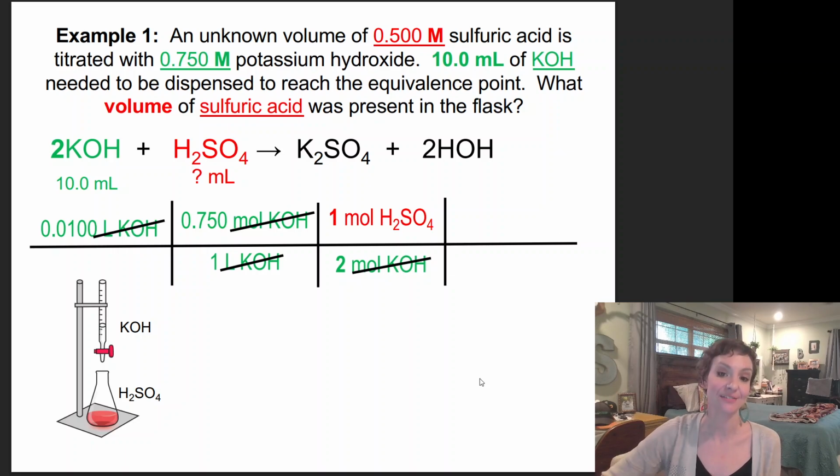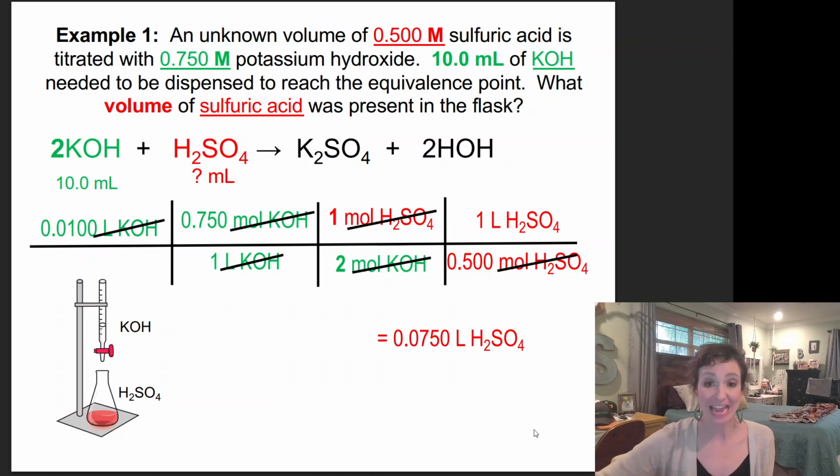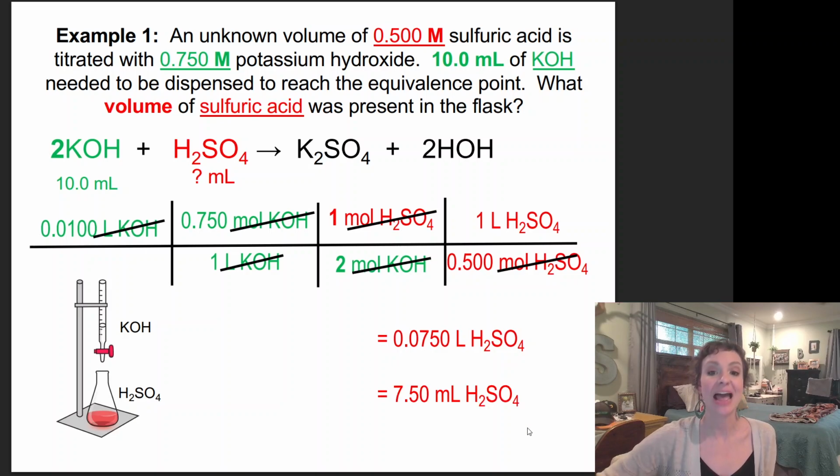I can use that as a conversion factor down here and say that there are 0.5 moles of sulfuric acid in 1 liter of sulfuric acid. Okay, so the moles of sulfuric acid cancel each other out. I've solved for liters of sulfuric acid, okay? But the answer most appropriately will be written in milliliters because we're dealing with small volumes. So to turn that liters to milliliters, I move the decimal place back 3 times. So I have 7.50 milliliters of sulfuric acid. Noticing I'm keeping consistent with my sig figs, you guys. The sig figs in my problem were all 3 sig figs, so that limits me to also having 3 sig figs in my final answer.